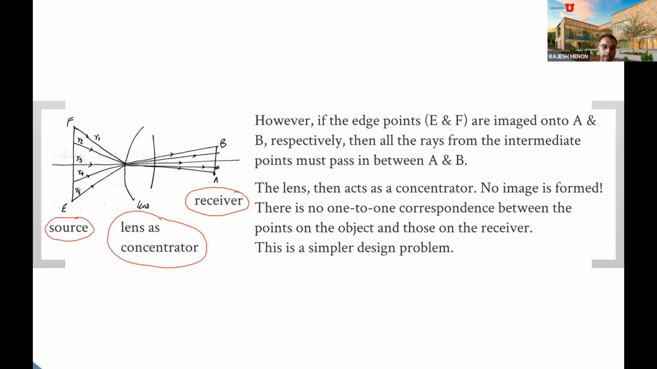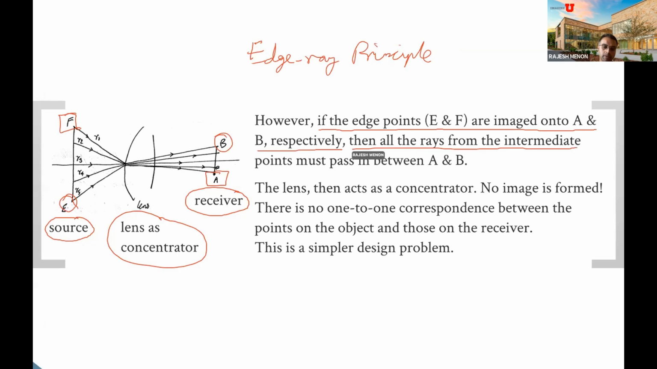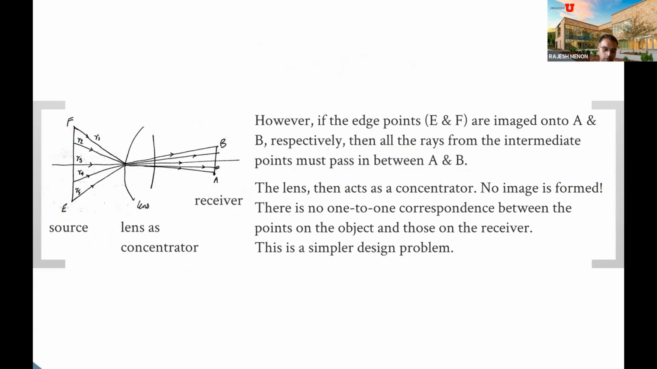What it means is that if the edge points E and F are imaged onto two edge points A and B respectively, which we saw before, that can be done with two surfaces, then it turns out there's a principle called the edge ray principle, which we will see again. If E is mapped to B and F is mapped to A, then all the rays from the intermediate points must pass in between A and B. Now, let's understand what that actually means.